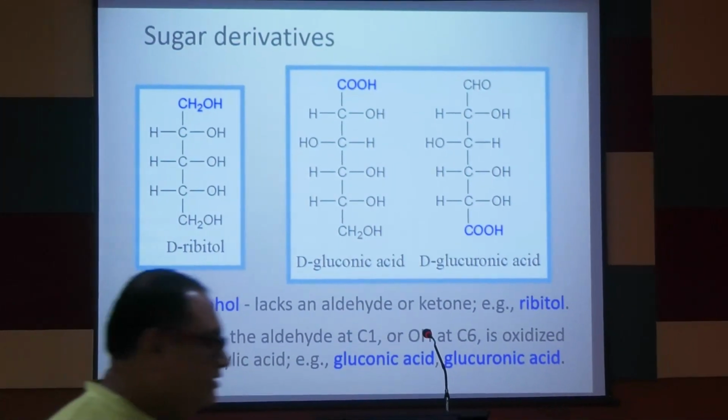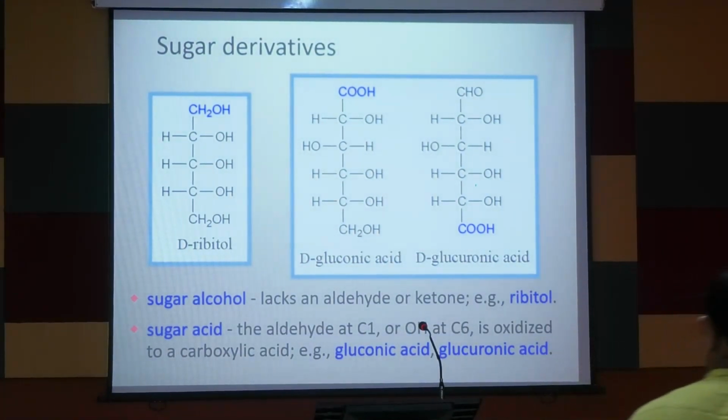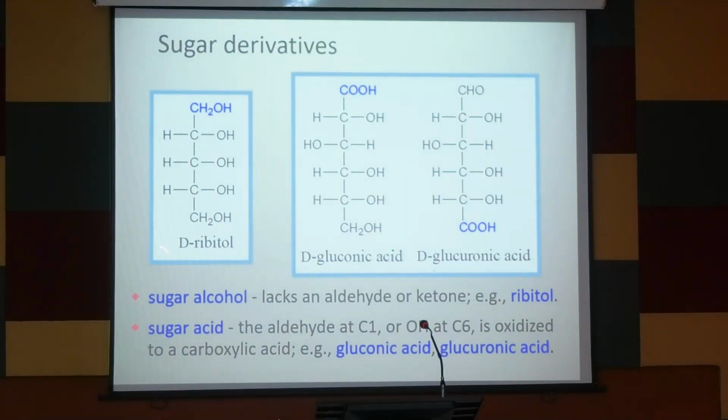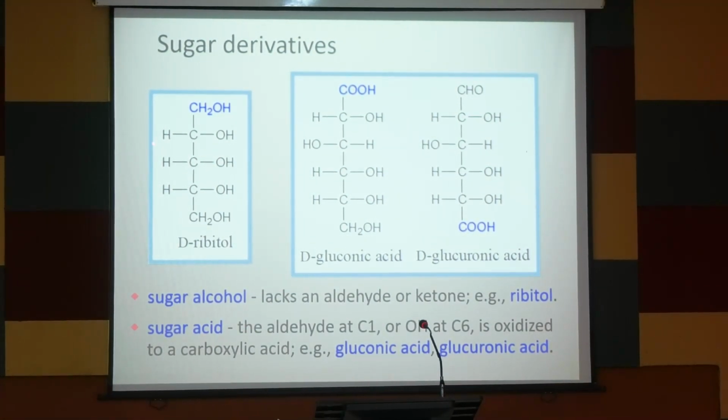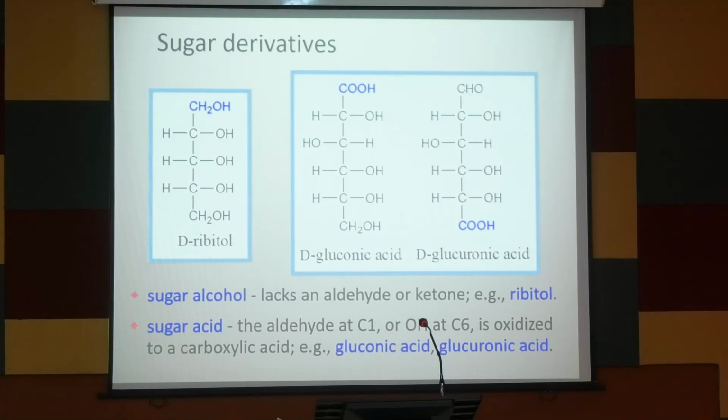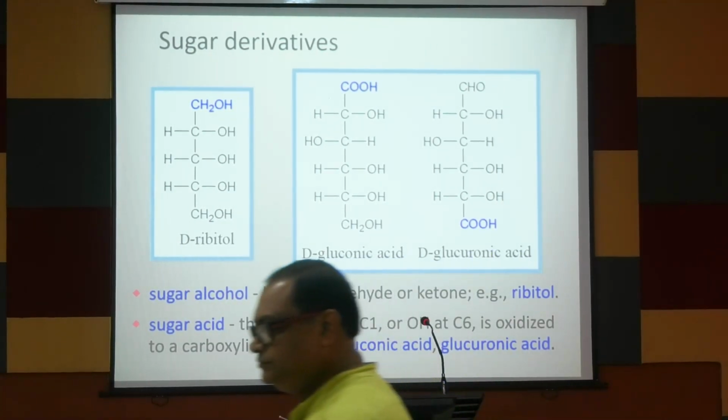Fine. These are sugar alcohols. Ribose, when oxidized, oxidized or reduced, sorry, reduced, it forms ribitol. Now, this is gluconic acid and this is glucuronic acid. What is the difference? Very simple difference. See, what is the difference? See and tell.